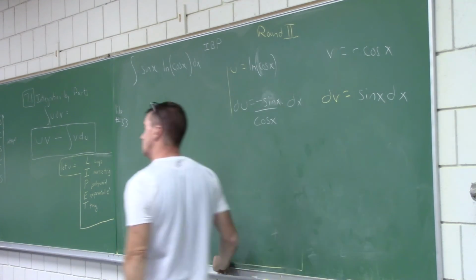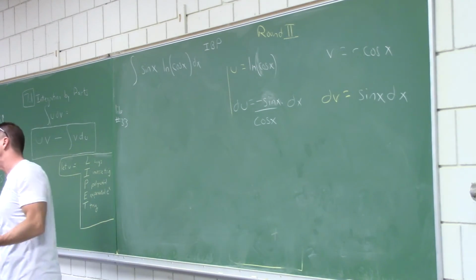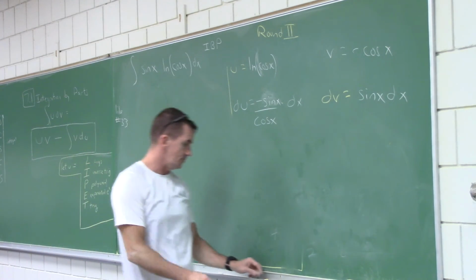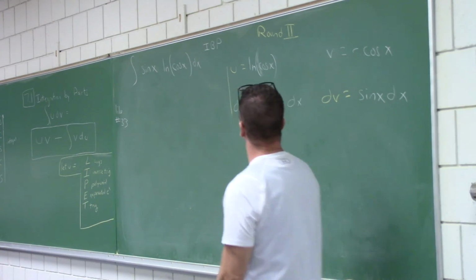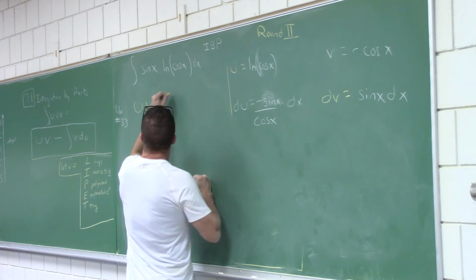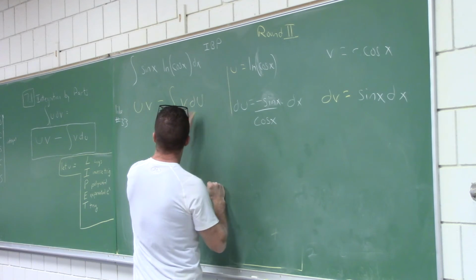So your method was right, it would have worked. You just eventually would have used integration by parts. I guess we're just doing it all at once. You might find your method a little bit more elegant. All right, I'm going to go do it. uv minus the integral of v du.